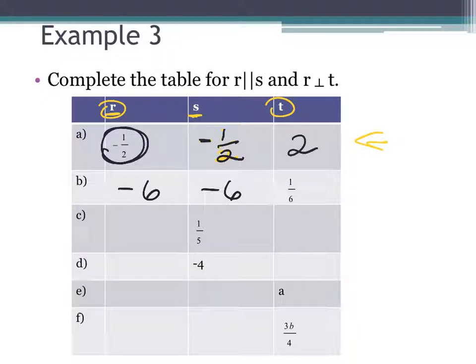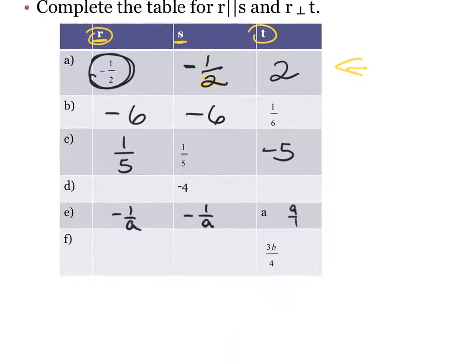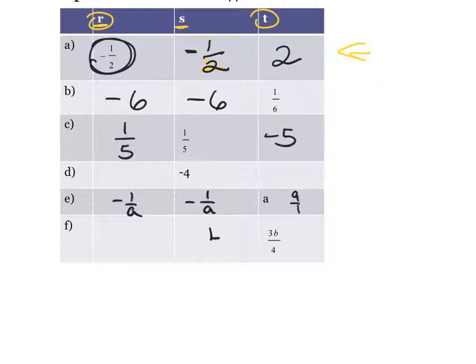Next one, they've already given me the slope for S, so I know the slope for R is going to be the same. And the slope for T is going to be opposite sign and flipped upside down. Now, the next two look kind of scary, they're variables, but we're still doing the same thing. So if I wanted to think of A as A over 1, to get its opposite reciprocal, I just flip it to 1 over A and make it opposite sign. And then same thing for the 3b over 4. Flip it upside down and make it opposite sign.